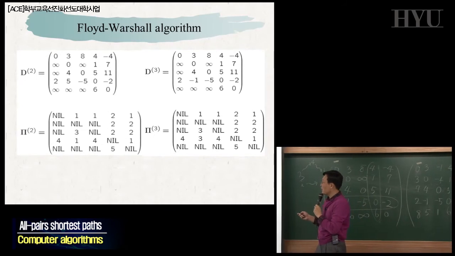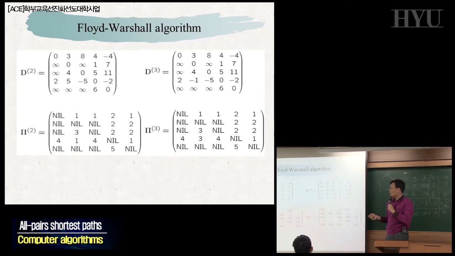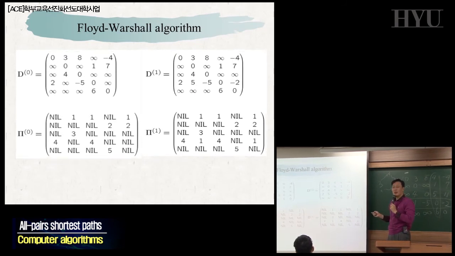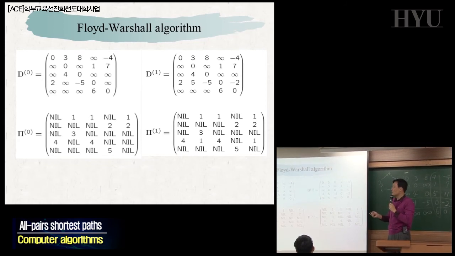More exactly, when we calculate D3, we only need D2. So first we have D0 and D1. And then after D1 is calculated, we use this space for D2. And then we use this space for D3. So that's a simple space reduction. So we need only 2 n squared matrices. Okay? It's the same as we learned in assembly line scheduling.